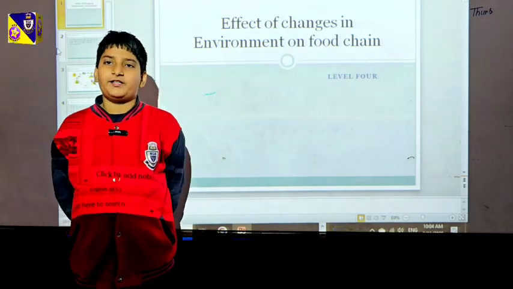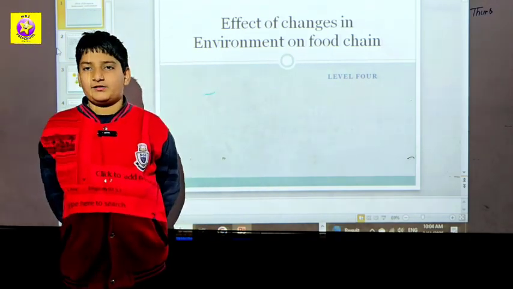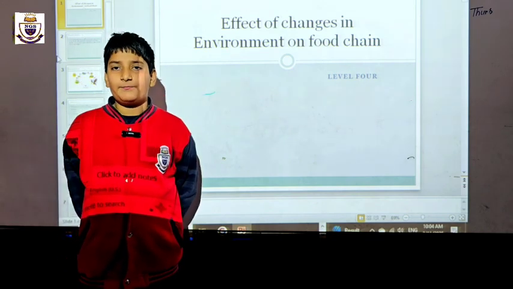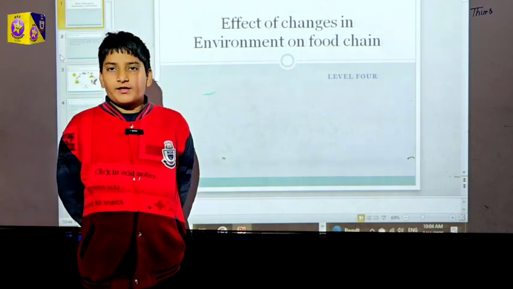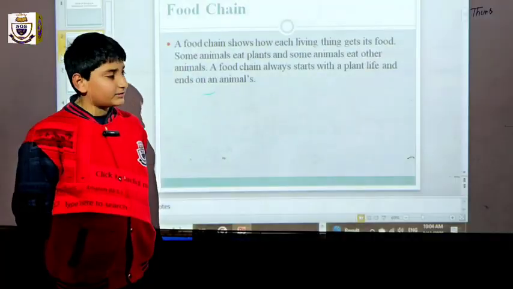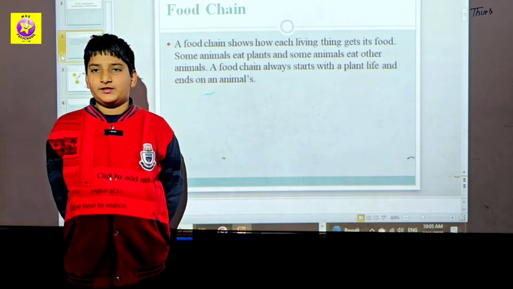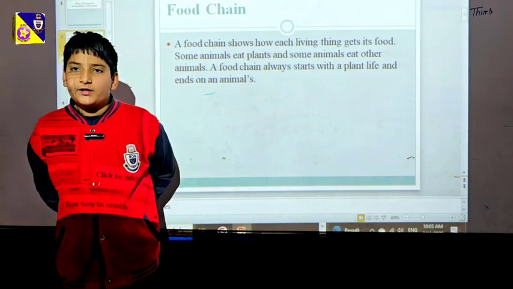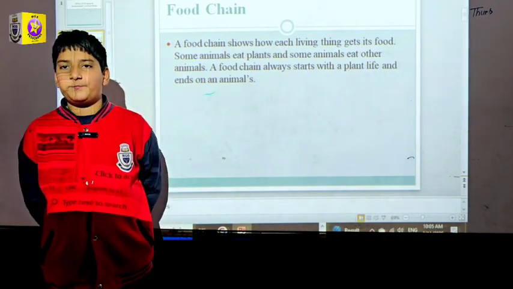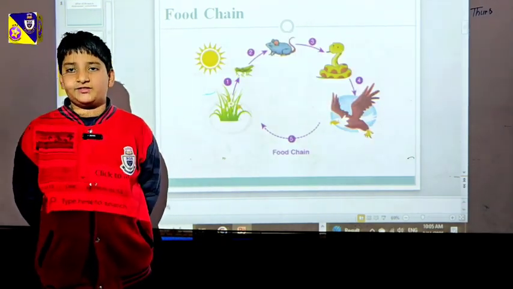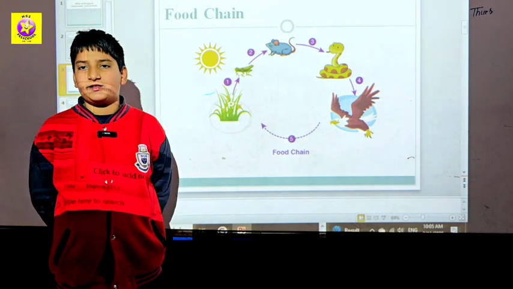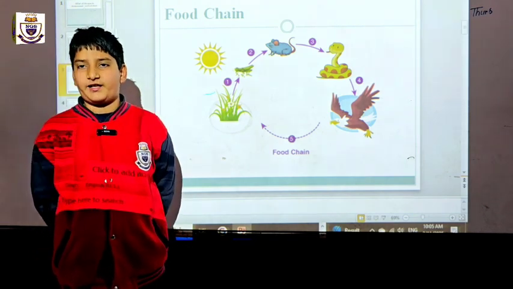What is environment? Environment is the surrounding in which an animal, plant, or human lives, etc. A food chain shows how an animal gets its food. A food chain always starts with a plant and ends on an animal. Some animals eat plants and some animals eat other animals.